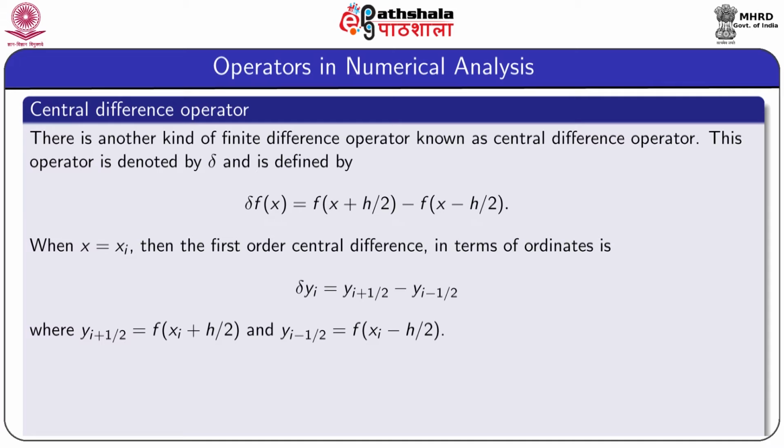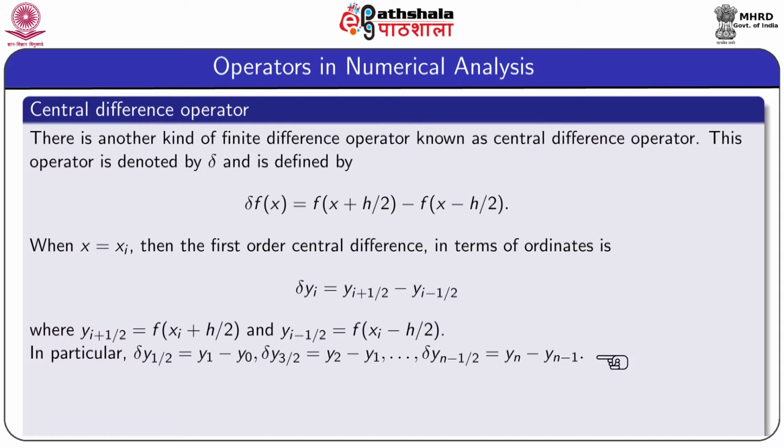In terms of ordinate, that means when x equals x_i, this expression becomes delta y_i equals y_(i+1/2) minus y_(i-1/2). Also, y_(i+1/2) equals f(x_i + h/2), and y_(i-1/2) equals f(x_i - h/2). So, this is the central difference operator in terms of ordinate.